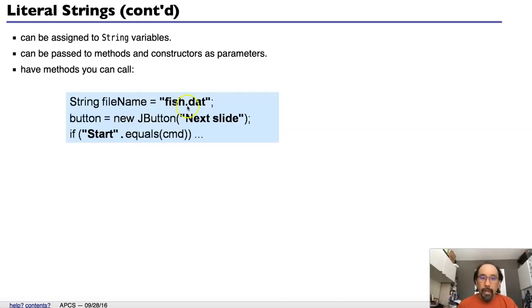But in the case of Java with literal strings, here's an example right here, "fish.dat". This is a literal string within the double quotes, and it's an actual object. We can have a variable that references it. We could supply a literal string object as an input to a constructor. In fact, we can even call a string method using this literal object as the object.